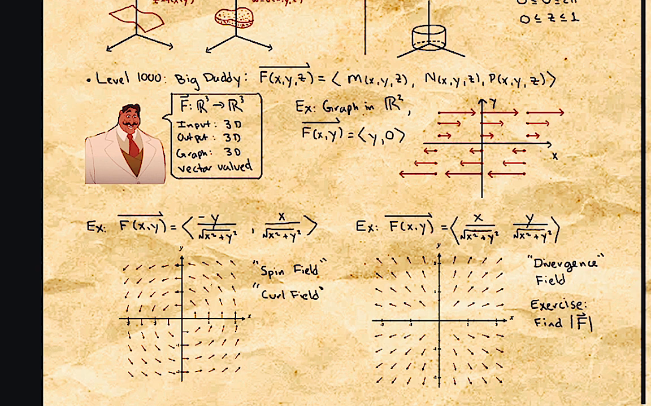Sometimes I'll casually refer to a vector field like this as a spin field or a curl field. You could imagine if I dropped a particle into this, that the forces would just push it all around in kind of a perfect circle.